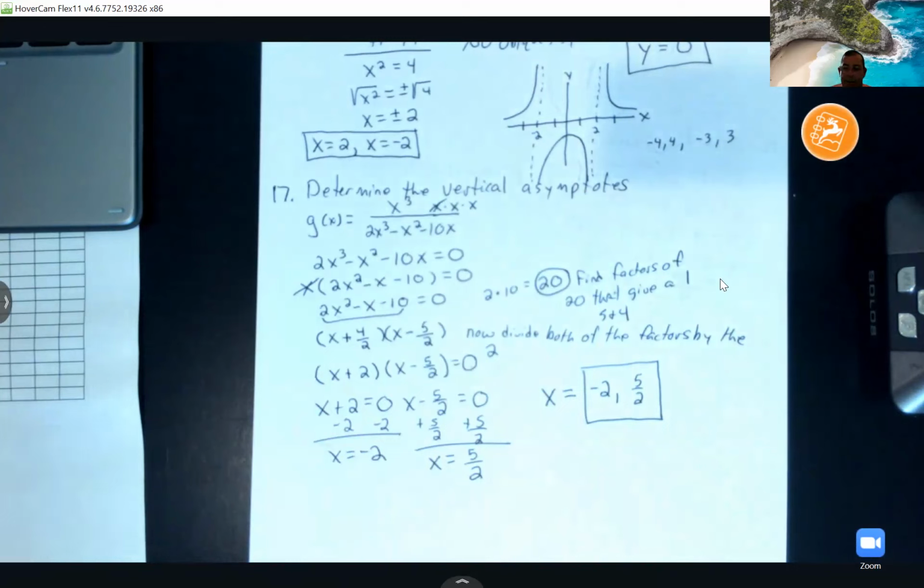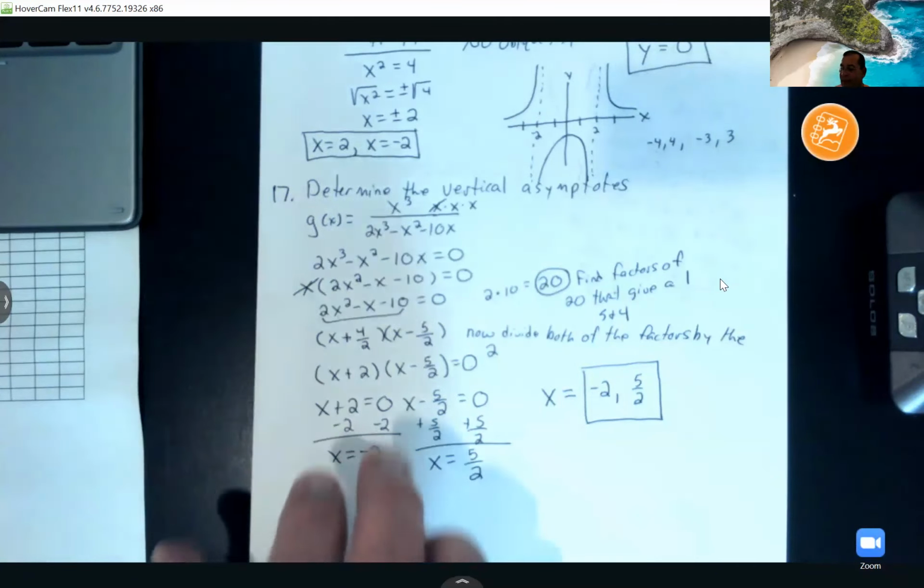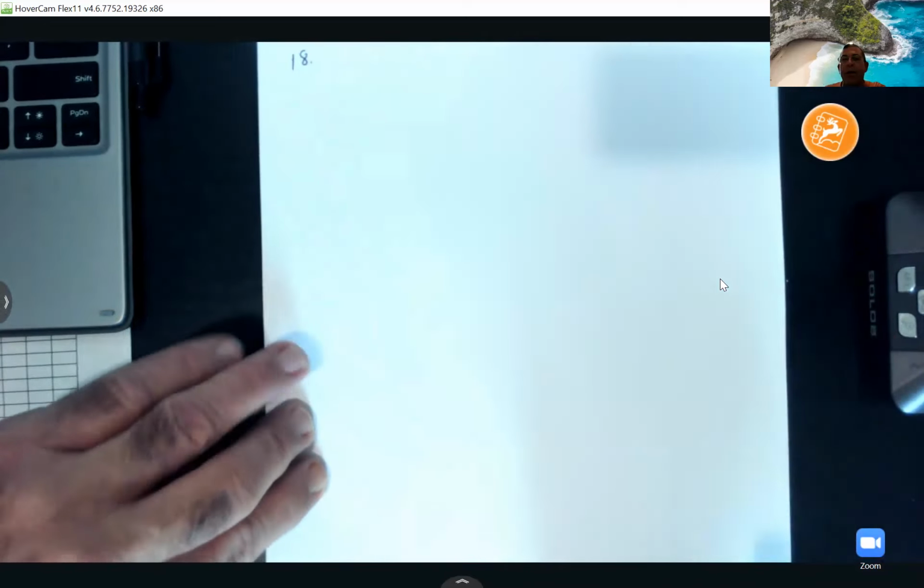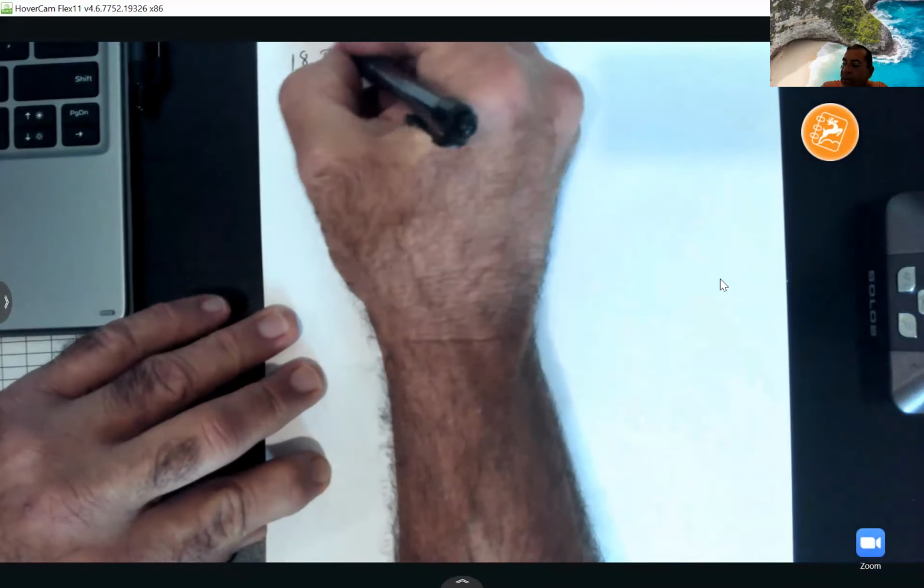All right, I'm going to give y'all just a second there. All right, y'all, so look at that. 17, we just got 3 to go. So here we go. So y'all, 18. Determine the horizontal asymptote.